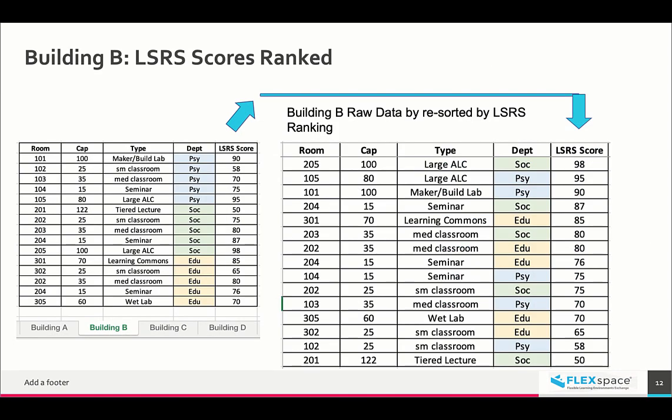To guide initial investment strategy based on need, rank the spreadsheet by LSRS scores. Here we can see that sociology has the highest ranked space and also the lowest ranked. It would be logical to conclude that the lower ranked rooms should be the investment priority. But what about further budget refinement?